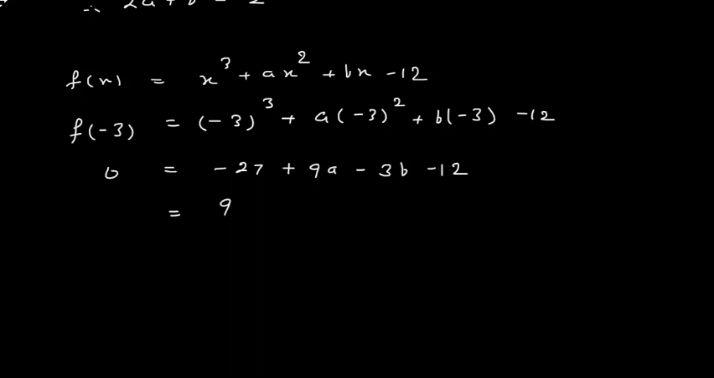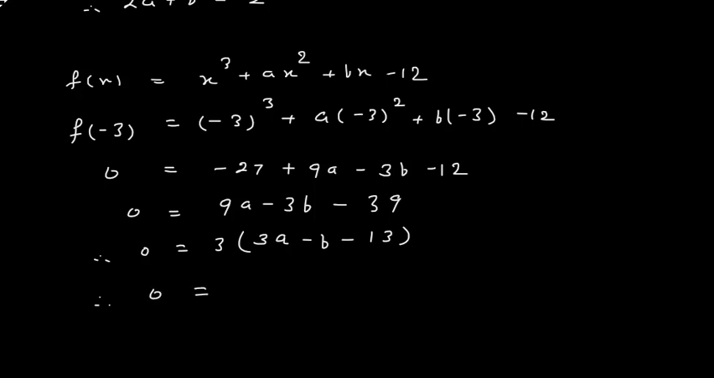So therefore we can take 3 common. If I take 3 common, it is 3a minus b, and minus 39 divided by 3 is minus 13. This 3 when it comes to the left-hand side, it is 0 upon 3, which is 0. So this 0 is equal to 3a minus b minus 13, and therefore we get 3a minus b is equal to 13. This is equation 2. So equation 1 is 2a plus b is 2, and equation 2 is 3a minus b is equal to 13. So let us write equations 1 and 2.